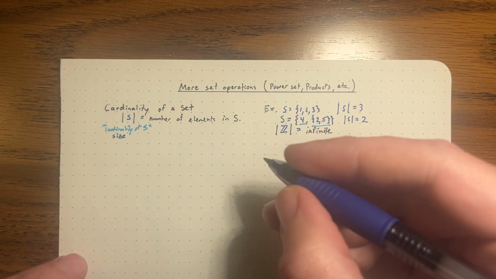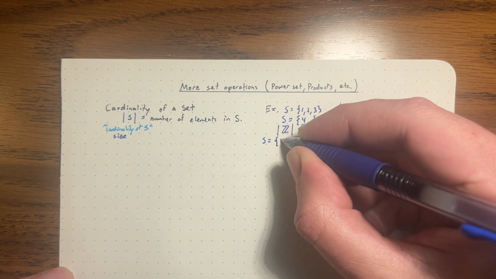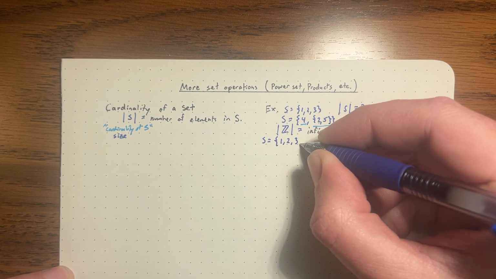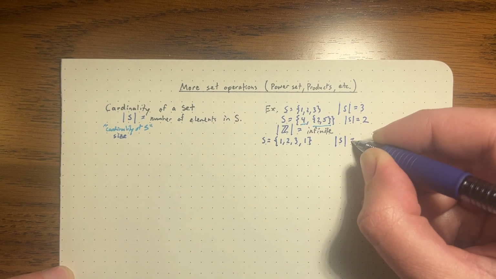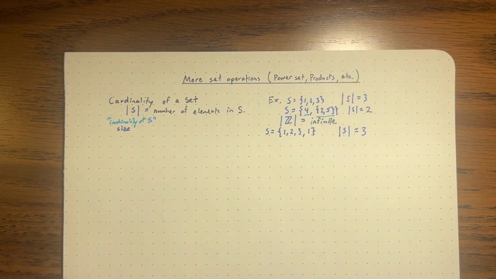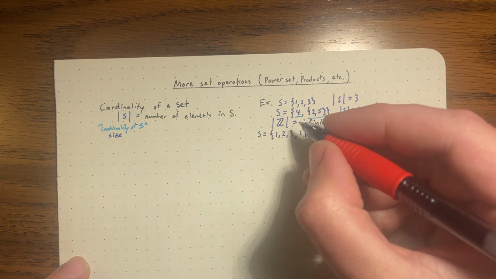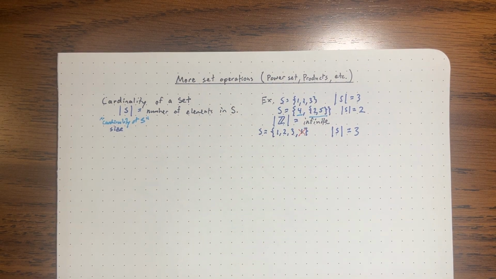Also, just to make this point again, if for example, I have S and I put another 1 there, well, this is kind of a trick question. The cardinality is not 4, it's still 3, because this set is actually the same as that, because you'll remember with sets, we don't count repeats. So this is actually just a set containing 1, 2, and 3.